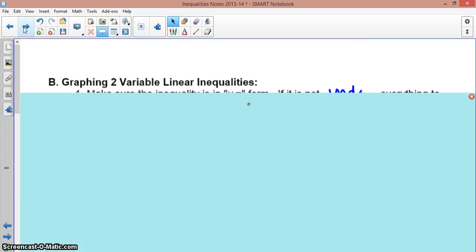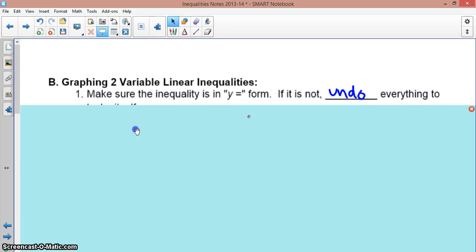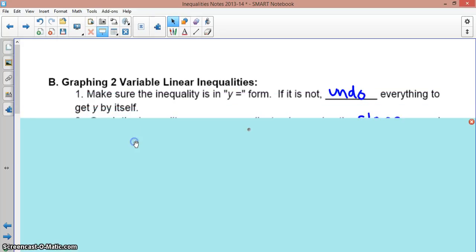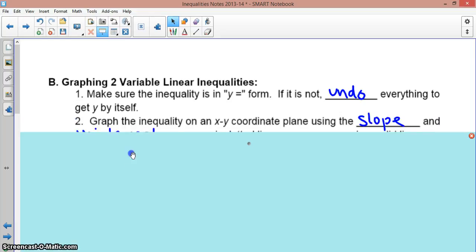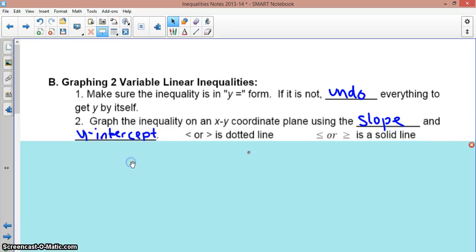Alright, the next part is graphing two variable linear inequalities. And so here are steps for that. Make sure the inequality is in y equals form. You're not going to have an equal sign, you're going to have an inequality, but make sure the y is by itself. If it is not by itself, you need to undo everything to get the y by itself. You're going to graph the inequality on an xy coordinate plane using the slope and the y-intercept.